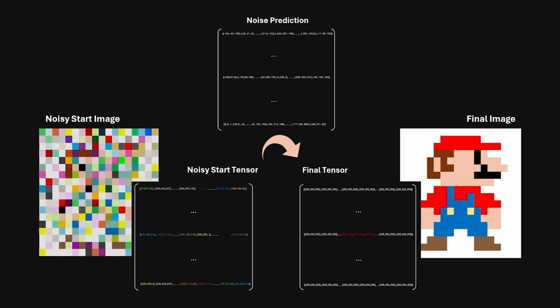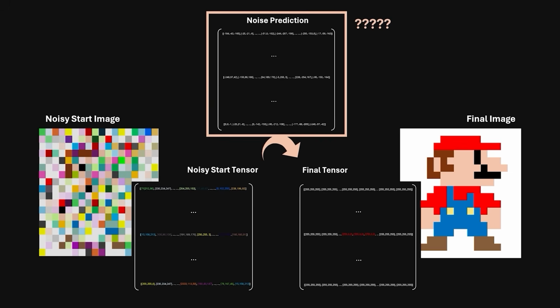Now you may ask, how does our model know which noise it needs to remove to go from a noisy starter image to the desired output image? In order to better understand that, we need to look at how the model was trained. So let's have a closer look at the training process of a diffusion model.